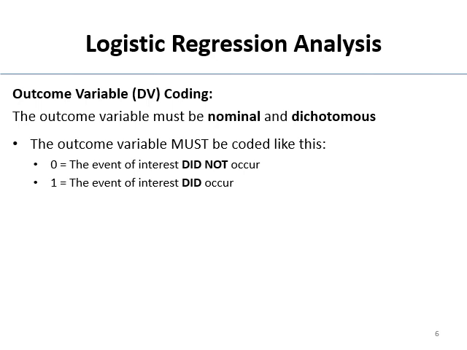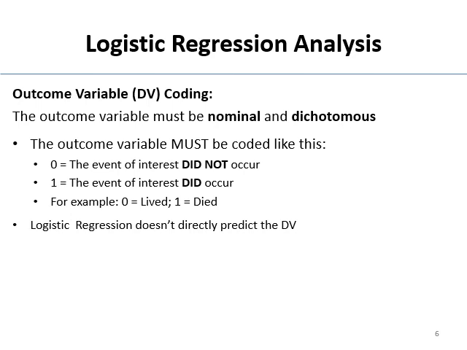So for each person, they get a 0 or 1 on the DV, and it's 1 if the event of interest did occur. So they successfully completed therapy, or they recidivated, or whatever it is you're interested in actually studying, that's coded 1. And 0 means it did not happen. So 0 is lived, 1 is died.